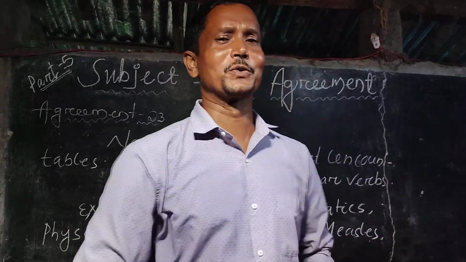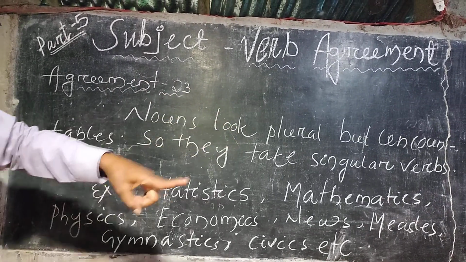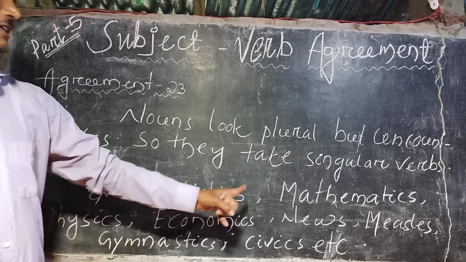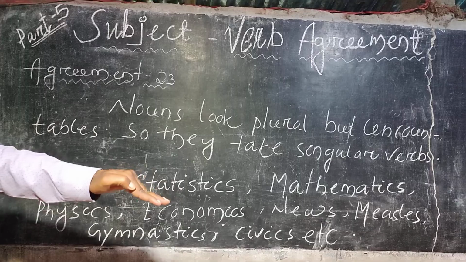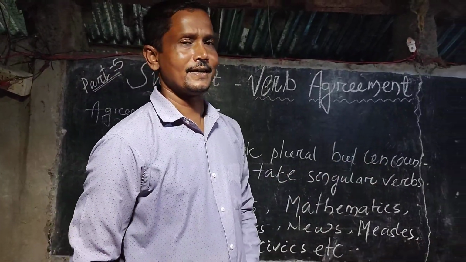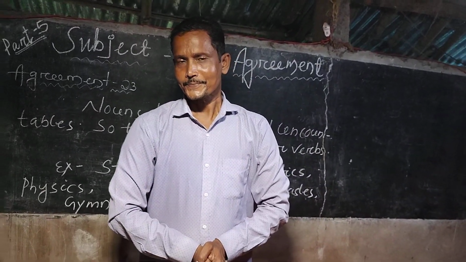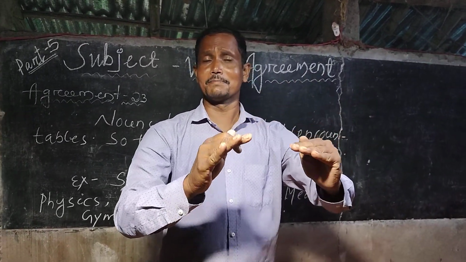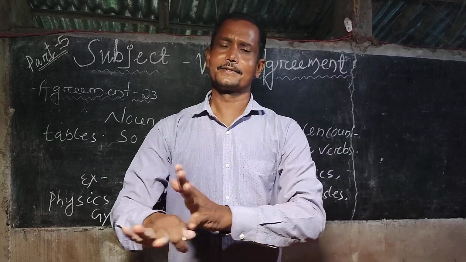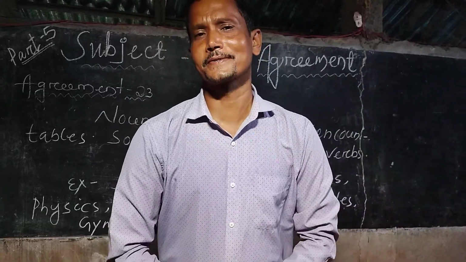Give a close look at the blackboard. Agreement number 23: nouns that look plural but are uncountable take singular verbs. These are statistics, mathematics, physics, economics, news, measles, gymnastics, civics, etc., and they always take singular verbs. And there are some other nouns like jewelry, scenery, information, which are uncountable nouns, and as uncountable nouns, they take singular verbs.